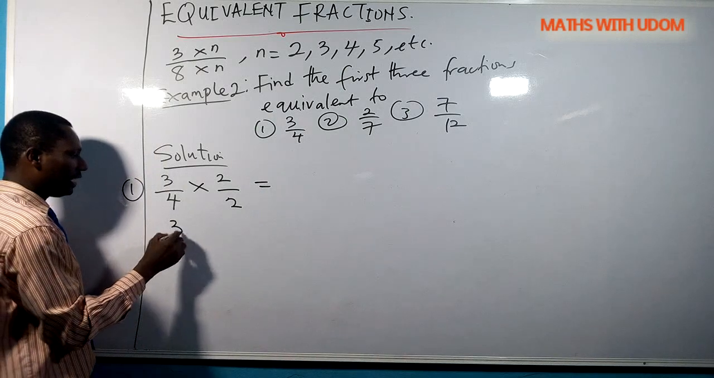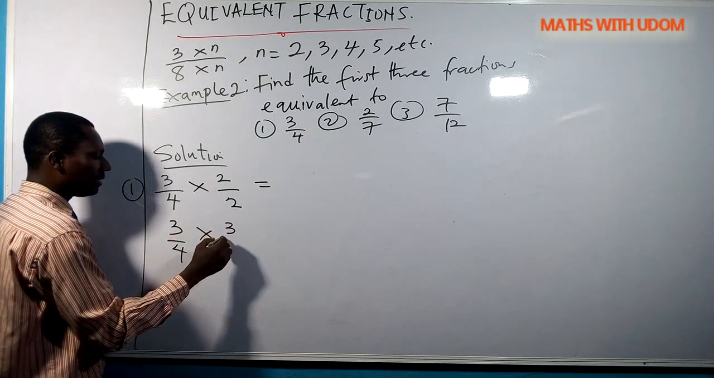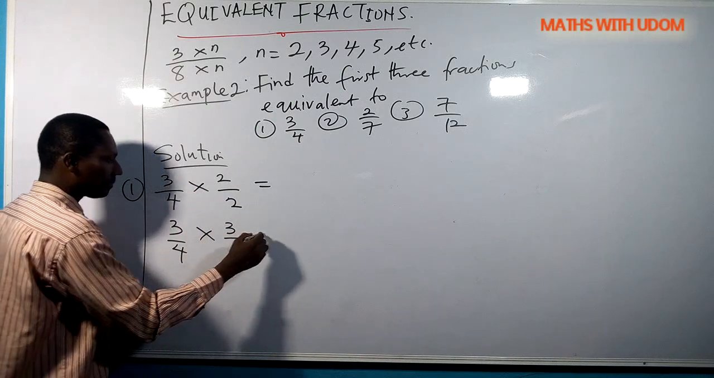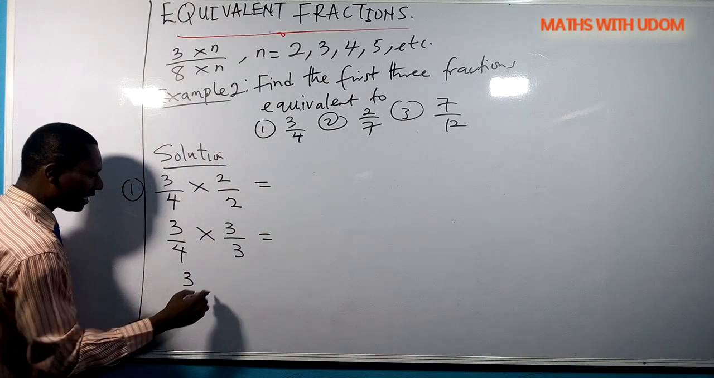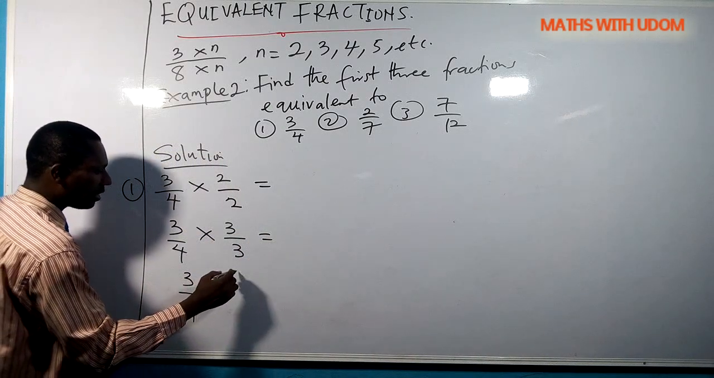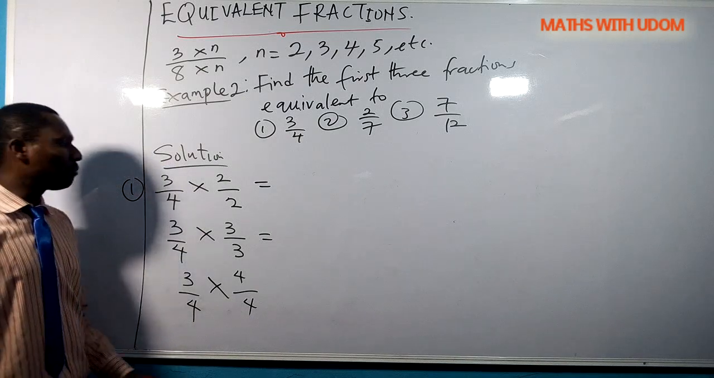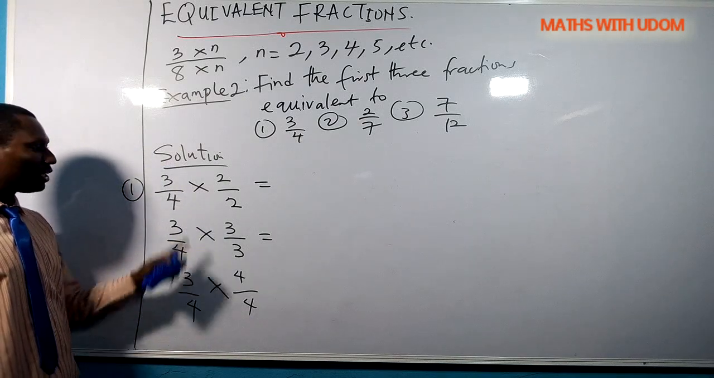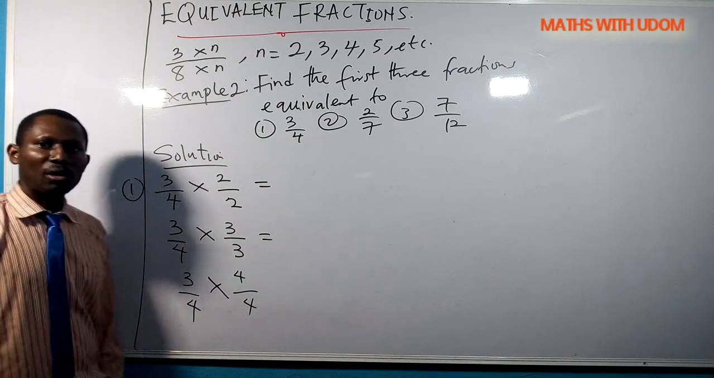Then 3 over 4 again. I'll multiply the numerator by 3, denominator by 3. I'll get my results. Then 3 over 4 again. I'll multiply the numerator by 4, denominator by 4. So I'm multiplying both numerator and denominator by 2, 3, and 4. So let's check what our result will look like.